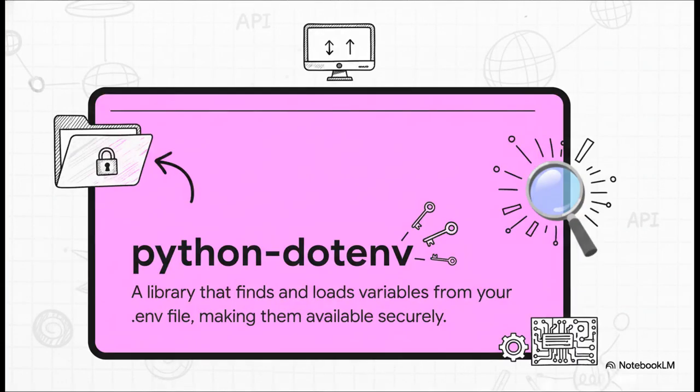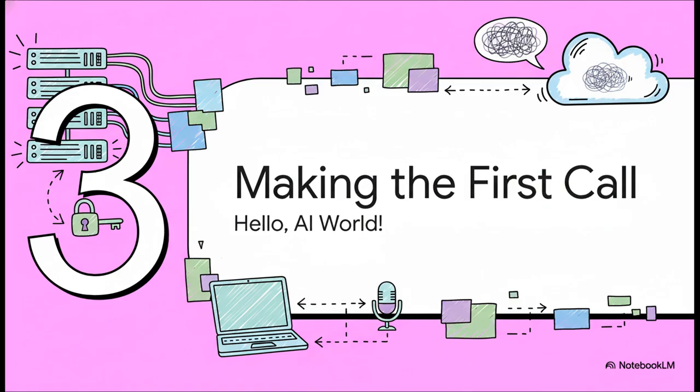So how do we get those secrets from the file into our code without pasting them right in? We use this fantastic little library called python-dotenv. It's a lifesaver. It automatically finds that secret .env file and just loads the variables into our app's environment so we can use them securely. No hard coding needed.